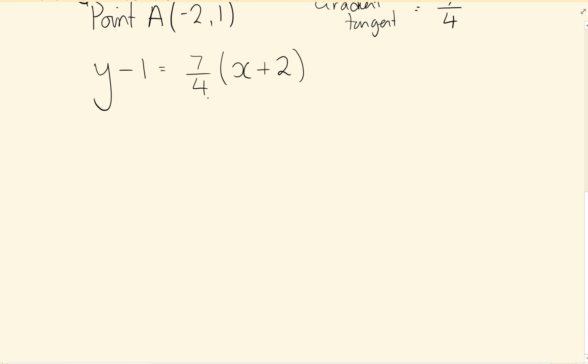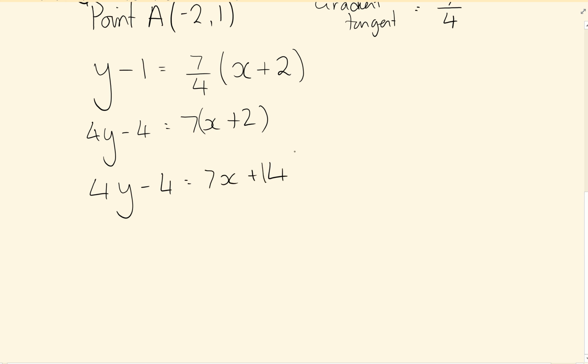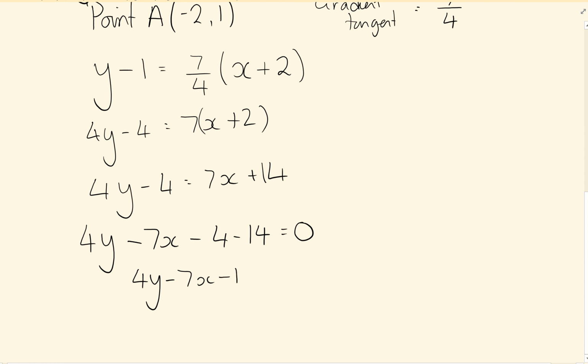So multiply through by the 4, 4y minus 4 equals 7 times (x plus 2), like that. Then we'll expand the bracket. So I've got 4y minus 4 equals 7x plus 14. And then everything needs to come over. So it's 4y minus 7x minus 4 minus 14 equals 0, or 4y minus 7x minus 18 equals 0. And we needed it in that form to be given all 5 marks in this question.